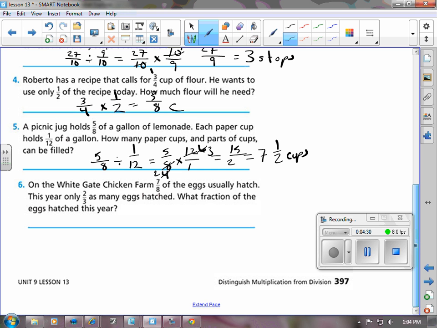On Whitegate Chicken Farm, 7/8 of the eggs usually hatch. This year, only 2/3 as many eggs hatch. So we're multiplying because we want to get a smaller number. 7/8 times 2/3. Multiply straight across. 14. 8 times 3, 24. And then simplify, which is 7/12 eggs. Okay.